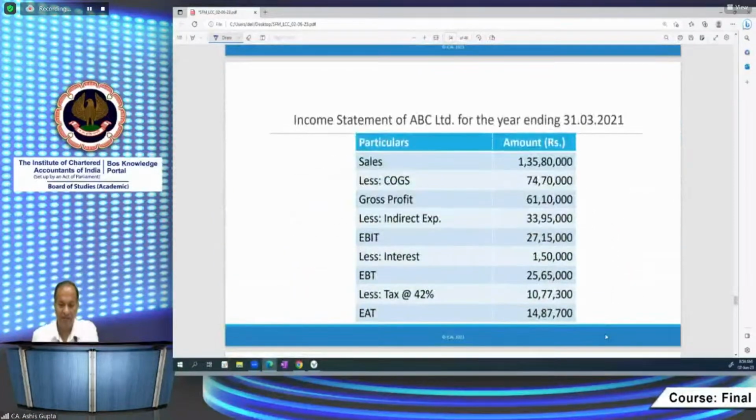Now the income statement has also been given to you in the question. This is the sales, this is the cost of goods sold, gross profit, indirect expenses, EBIT, less interest, and all this has been given to you. The tax rate has also been given to you.